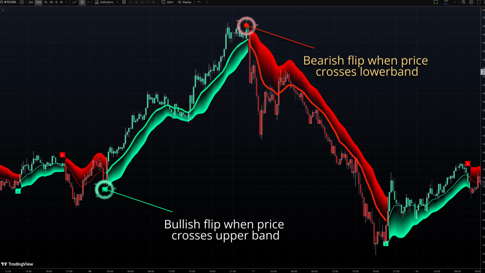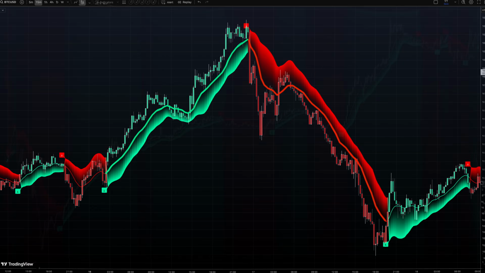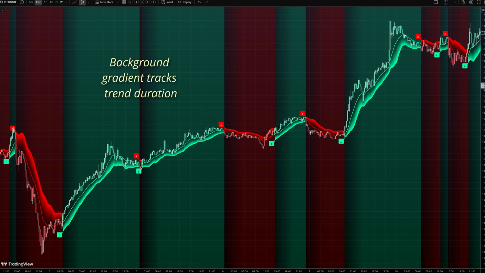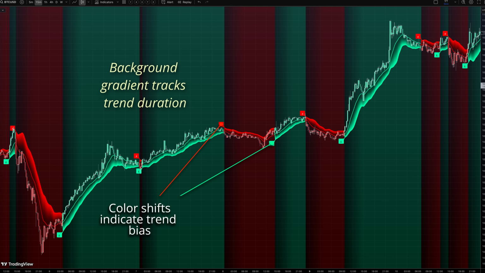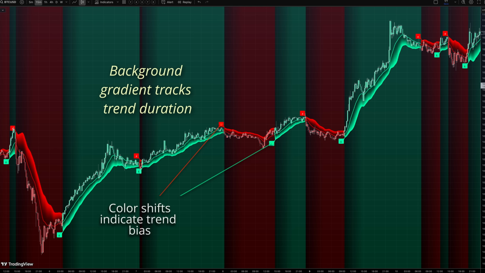Conversely, when price breaks below the lower band during bullish conditions, it switches to bearish mode and follows the upper band as resistance. The visualization features dynamic coloring, where the basis line and trend level change color based on current trend direction, complemented by gradient background intensity that strengthens as trends persist.